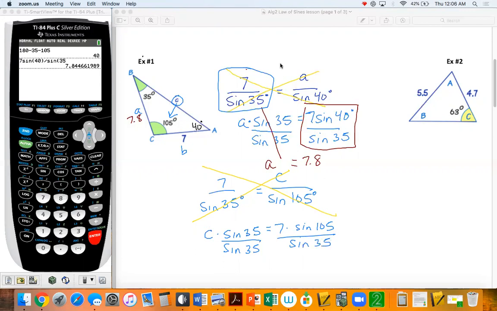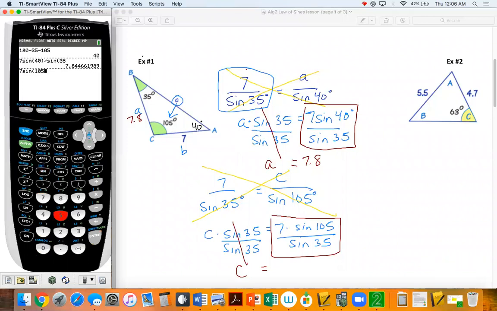And we'll simplify a little bit here. Anything divided by itself cancels to 1. So we have our 1c, which is the goal, equals, and I'm going to pop this whole expression into the calculator to get a final value. So if I go over to my calculator, I have 7 sine 105, close the parenthesis, divided by sine 35. Boom, 11.78, which rounds to 11.7.